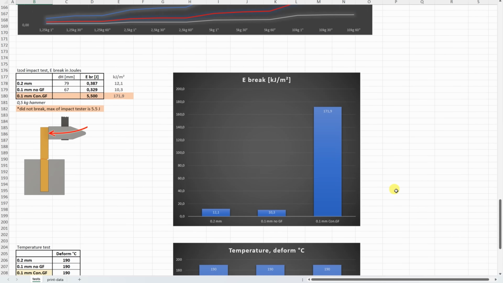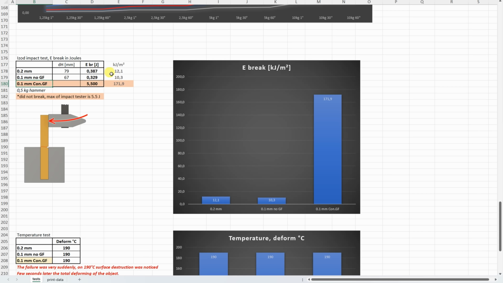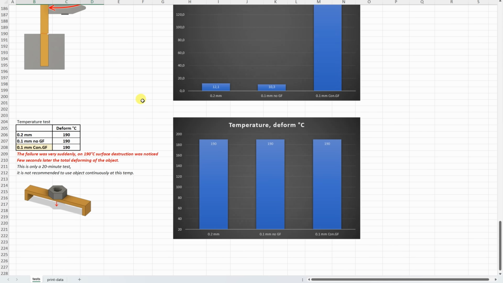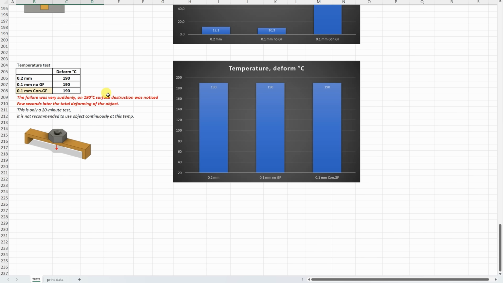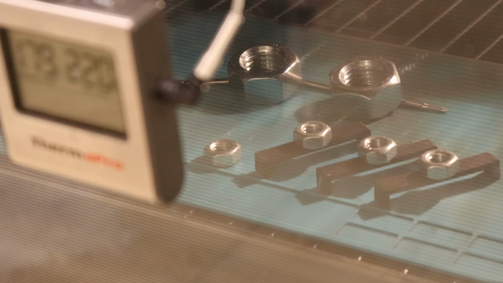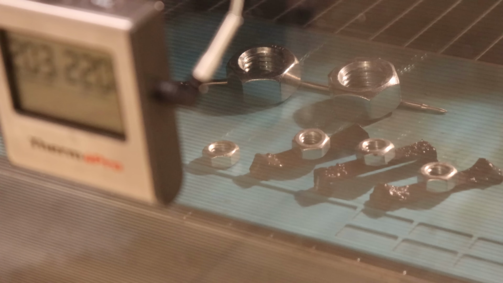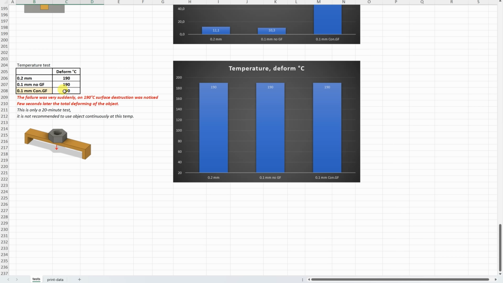And let's continue. On the impact test, again, huge difference. And don't forget, the impact strength is even bigger compared to this number, because this object did not break on this test. And between these two, again, group 1 is slightly tougher. On the temperature test, I couldn't see any big difference between them. An interesting behavior: at 190, the surface started with boiling or something like that, and then it suddenly deformed. So I wouldn't go near this temperature either, but this is what I measured here.